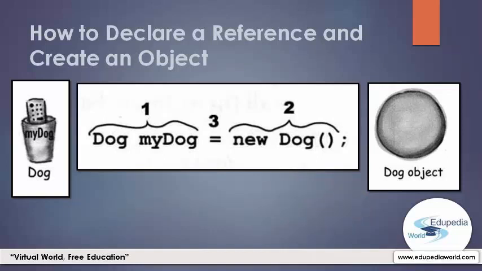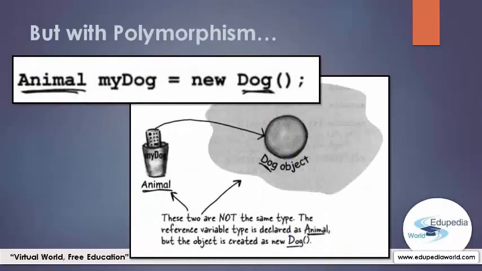Now up to this point, all the examples that we have shown you have the same reference type and object type. In this example also, both are Dogs. But with polymorphism, the object type and the reference type can be different. Something like you see in here.